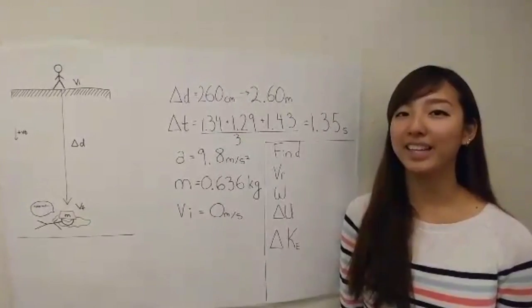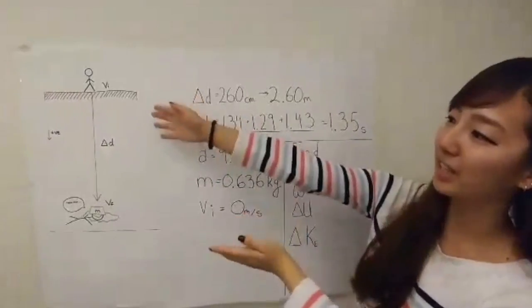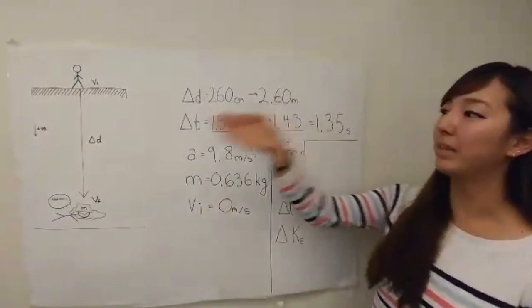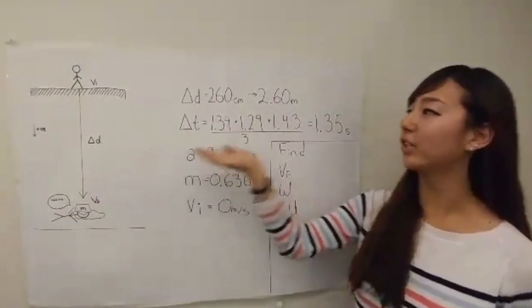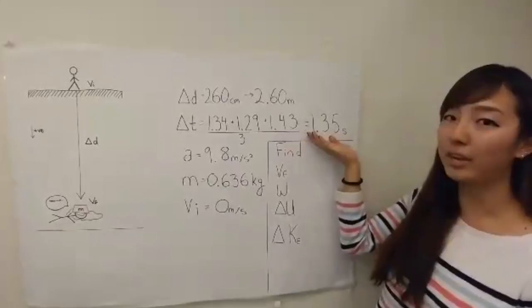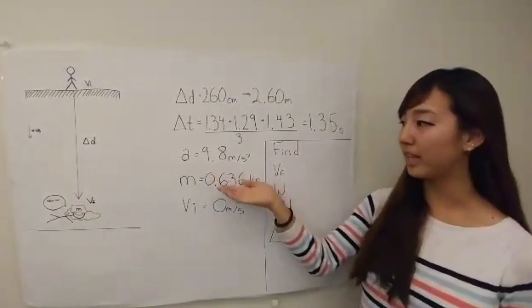to simulate throwing a pie in someone's face, but instead use whipped cream in a container. And you can see this through the diagram. So what we did was we found the distance, which was about 2.60 meters, and we found the average change in time, and we took 3 trials and divided by 3 to find an average time of 1.35 seconds. The acceleration was 9.8 meters per second squared.